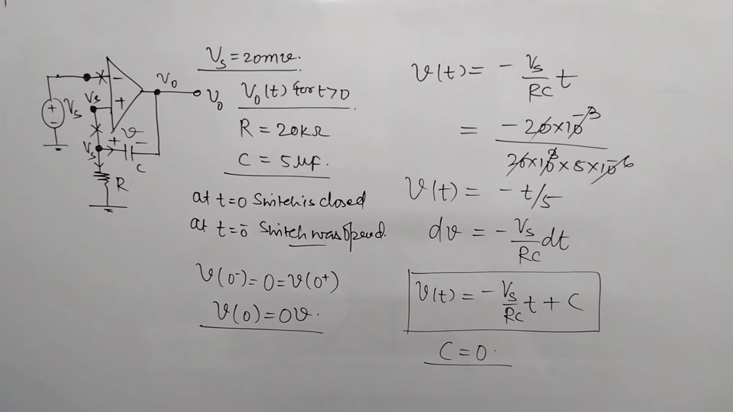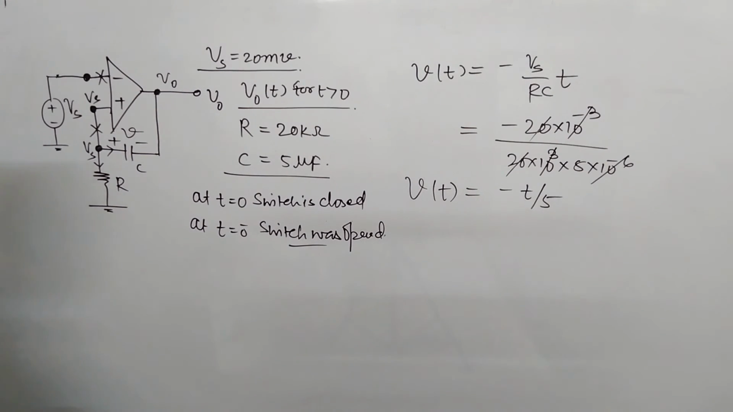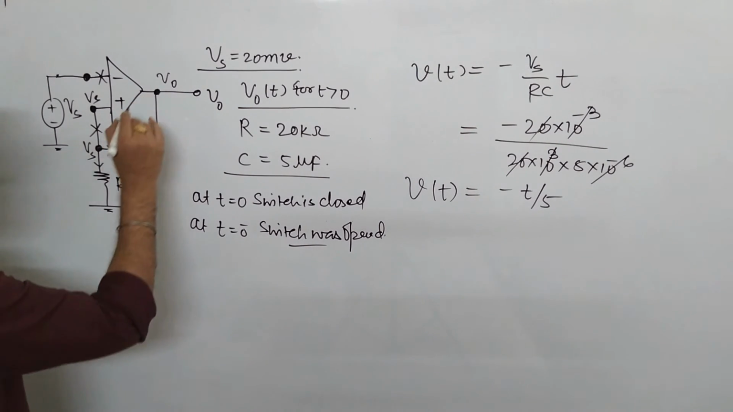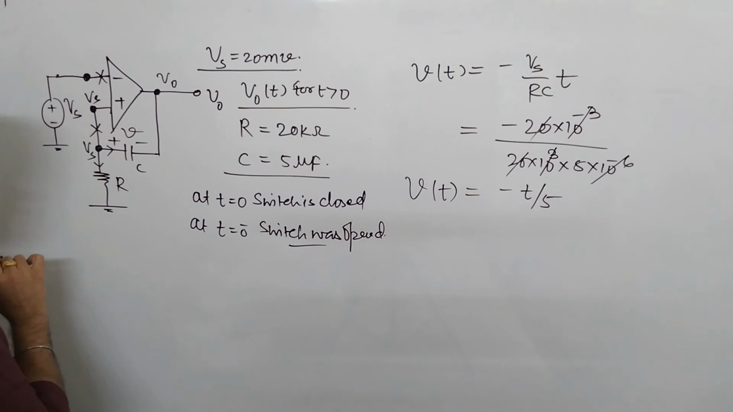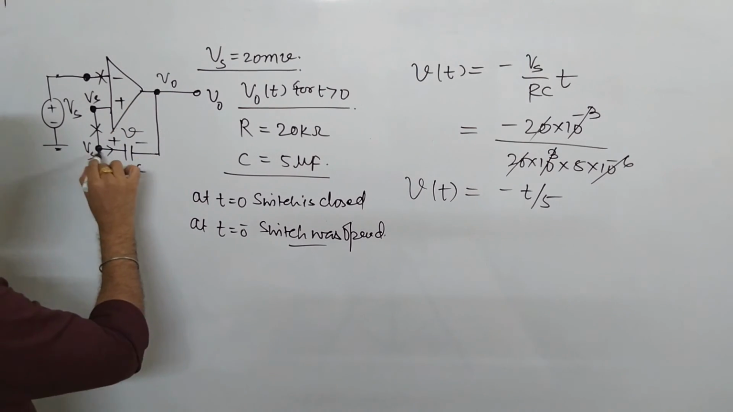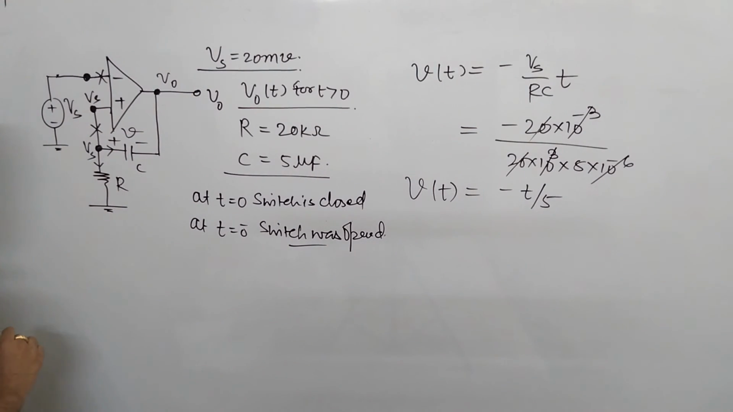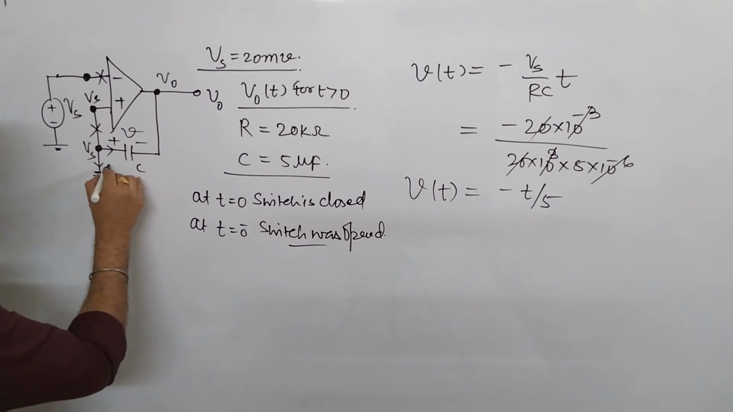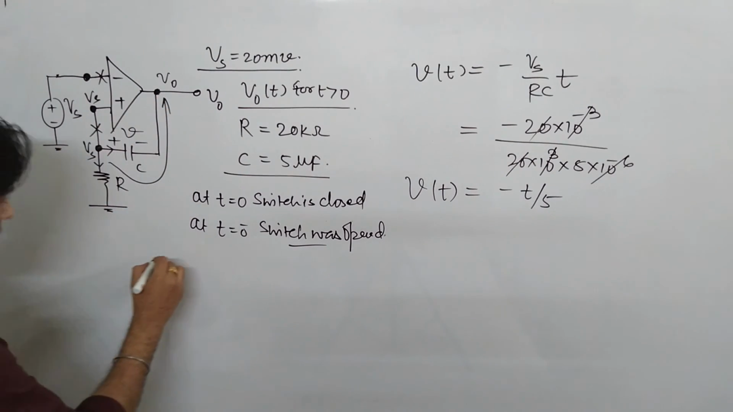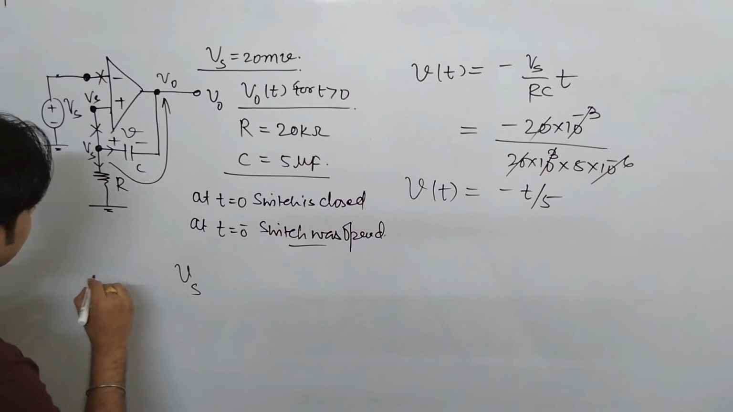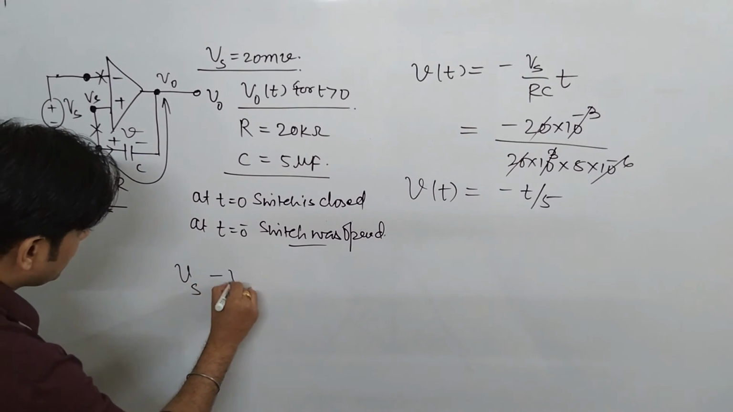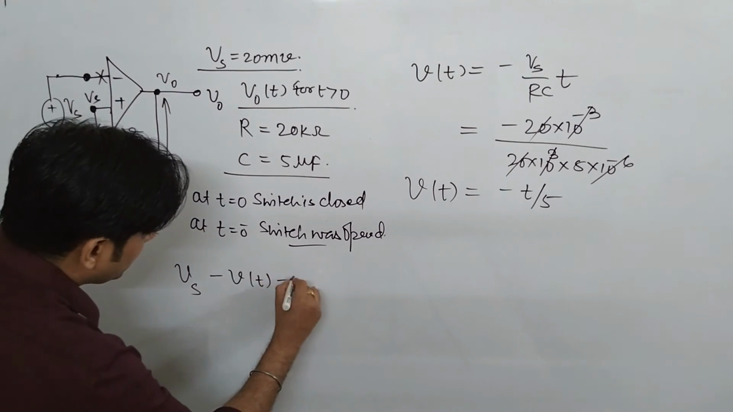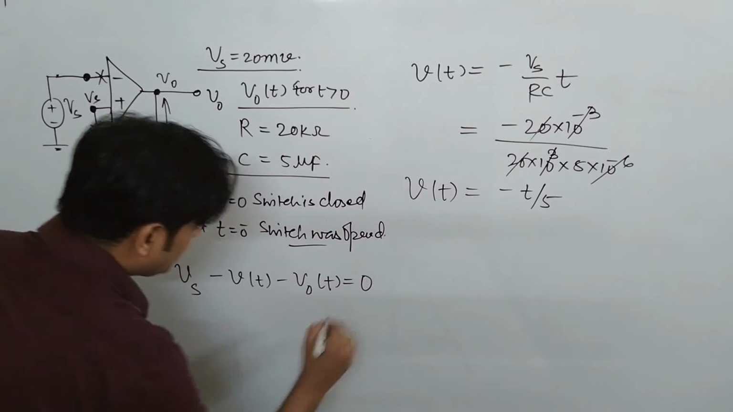Now once you know the value of V(t), can you find the value of V0? Yes, we can find. We'll see how. For finding the value of V0(t), this voltage you know, this voltage you know, this voltage you know. So if I apply one loop from here to here, one KVL, that comes to be Vs minus V(t) minus V0(t) is equal to 0.